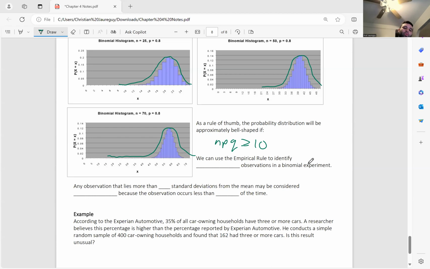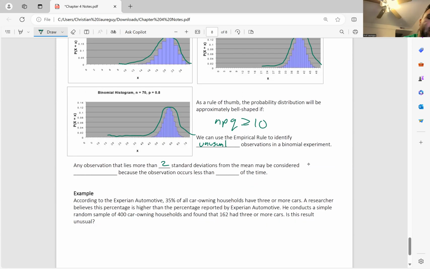We can use the empirical rule to identify unusual observations in a binomial experiment. It's not something we're going to do that often, but just to kind of know, any observation that lies more than 2 standard deviations away from the mean may be considered unusual because the observation occurs less than 5% of the time.